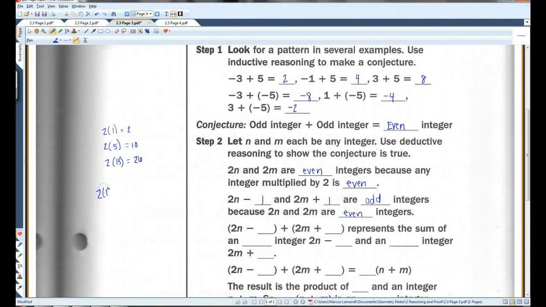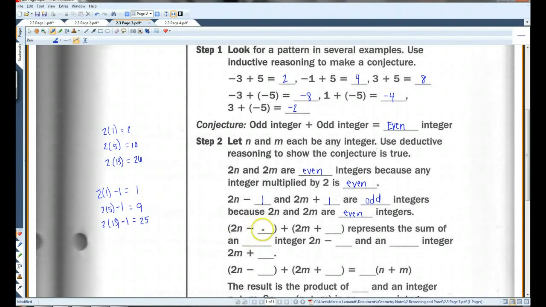So 2 times 1 minus 1, that'll give you 1. 2 times 5 minus 1, that'll give you 9. 2 times 13 minus 1, that'll give you 25. And if you were to add 1, you would still get an odd integer. Okay?